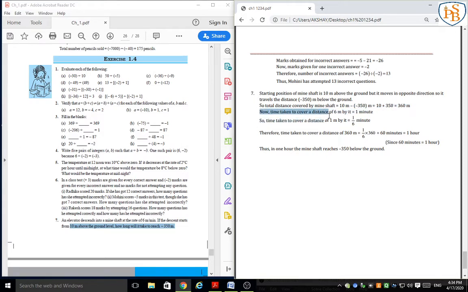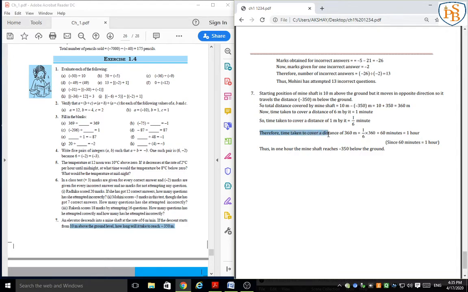Now the time taken to cover the distance of 6 meter by it is equal to 1 minute. So time taken to cover 1 meter by it is 1 by 6 minutes. If they cover the distance 6 meter in 1 minute, how will they cover 1 meter distance? Exactly 1 by 6 minutes.